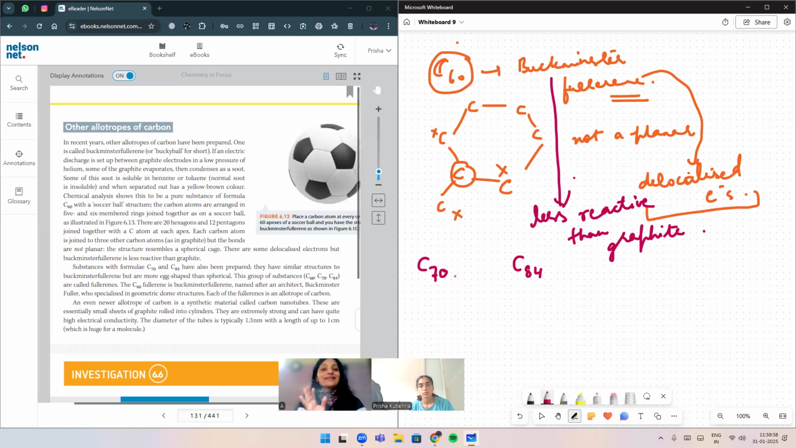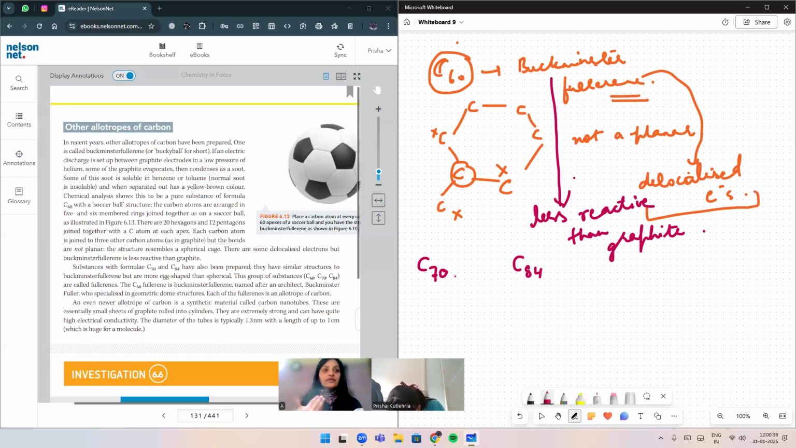right? Now, this soot is soluble in organic solvents like benzene, toluene. These are organic solvents, right? And when we separate them out from the organic solvents, we get a yellow-brown color, right? And this is basically your fullerenes. So how have we prepared fullerenes? We just took helium at low pressure, and graphite electrodes are there. Electric discharge is set up. After that, the graphite starts evaporating, followed by condensation, leading to the formation of that soot. This soot is basically your Buckminster fullerene.